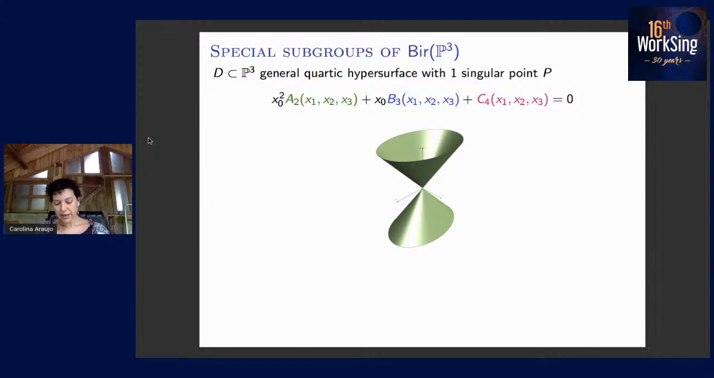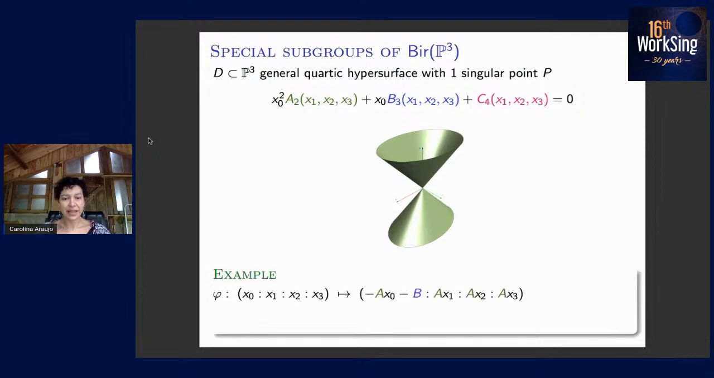In this case, it's easy to check that this is an example of a canonical singularity. And in this case, as I said, the group of birational self-maps of P3 that preserve the form coincides with the group of birational transformations of P3 that induce a birational self-map of D. And this is just to show you that we do have non-trivial elements in this group.